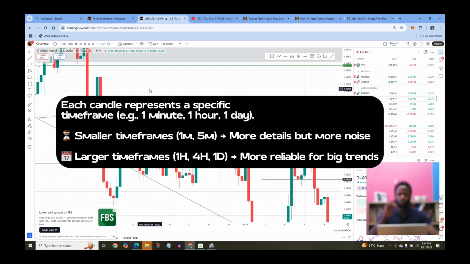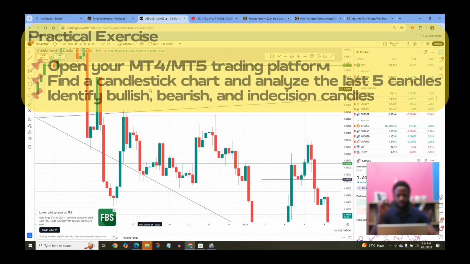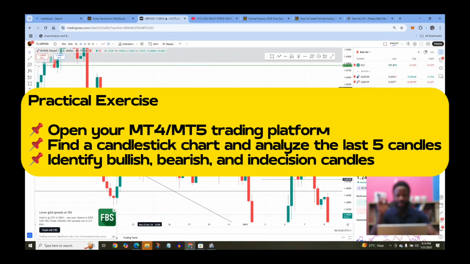All right, so this is what I want you to do. On your MT5, go there, find candlestick charts and analyze the last 5 candles on any time frame of your choosing. Then identify which one is bullish, which one is bearish, and which one is an indecision candle. I'm going to have you point that out. You can take a screenshot, note them down. We are going to discuss that in our next live session.